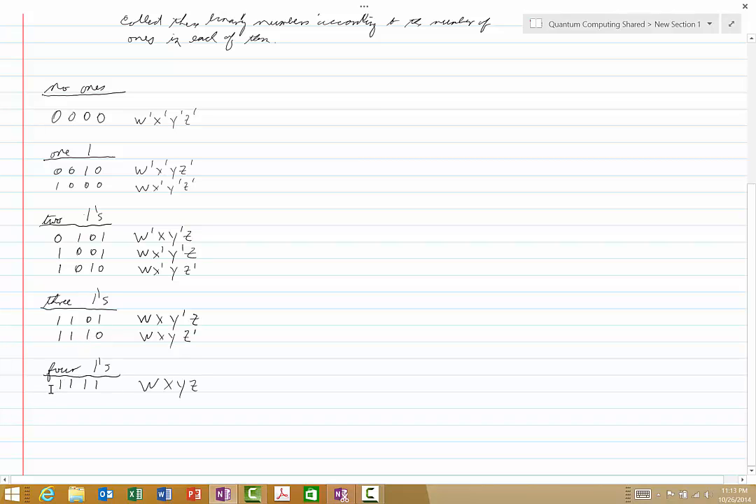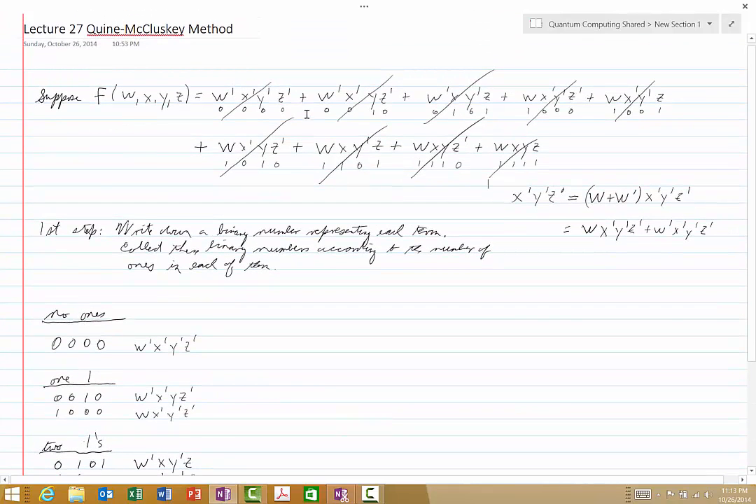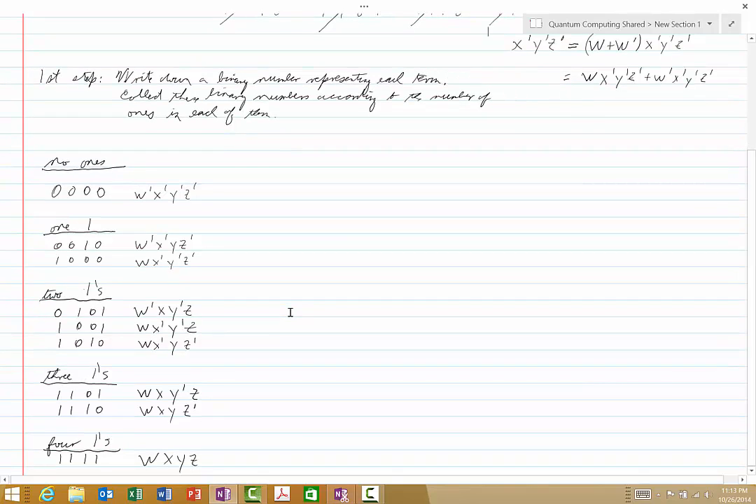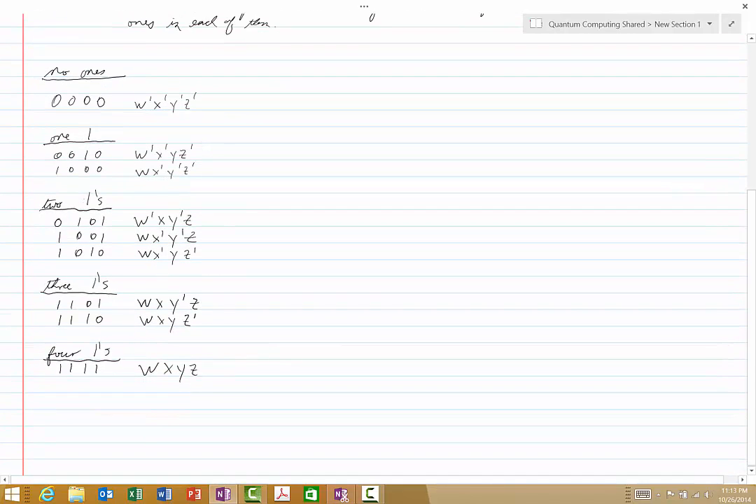And let's just make sure we have 1, 2, 3, 4, 5, 6, 7, 8, 9 terms. And let's go above. 1, 2, 3, 4, 5, 6, 7, 8, 9 terms. So we've now accounted for all of the terms, and now what do we do? Okay, well, I'll say second step.